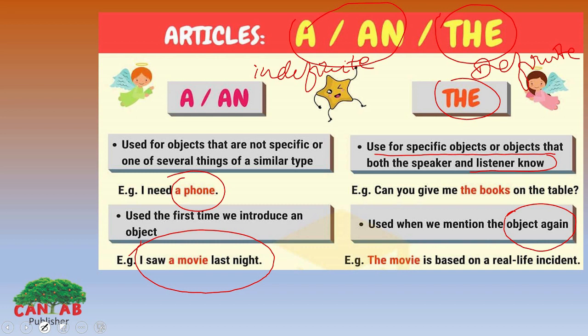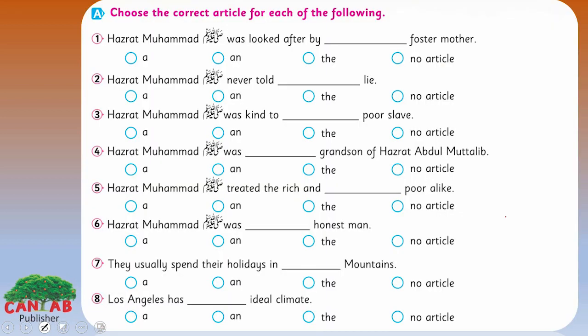Now look at the exercise here, section A. We have given sentences and for each sentence we have given 4 options. Here you have to choose the right option. Look at the first one. Hazrat Muhammad sallallahu alaihi wasallam was looked after by a foster mother. It is from your unit number 1. Yes, A. We will choose the option A here.